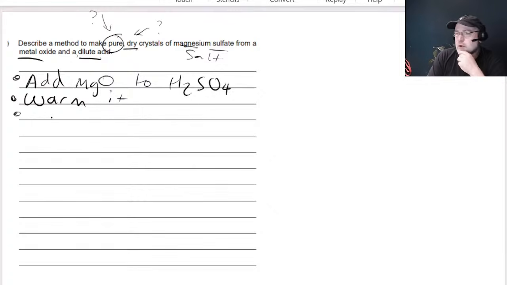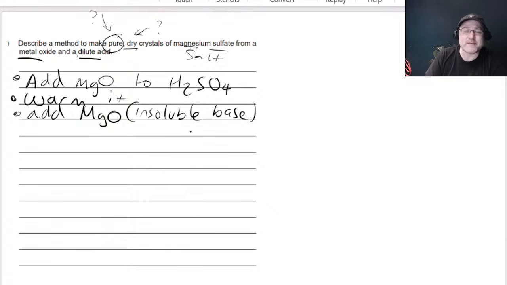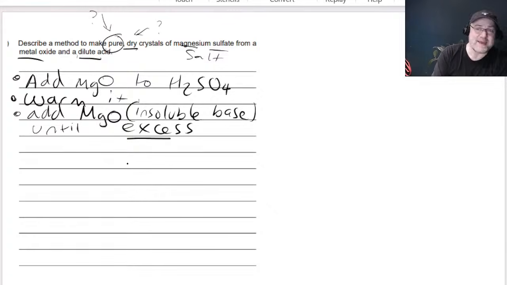And then what do we want to do? Add. You always add your oxide, carbonate, your base. Remember, this is our insoluble base. Insoluble means it doesn't disappear when you add it. It won't disappear in water. So you're going to add your magnesium oxide base. It will disappear as it reacts, but when it finishes, it's going to float in the water that's left over. So add magnesium oxide base until excess. Key. Then what we're going to do is say filter.